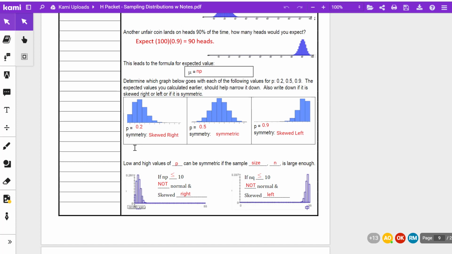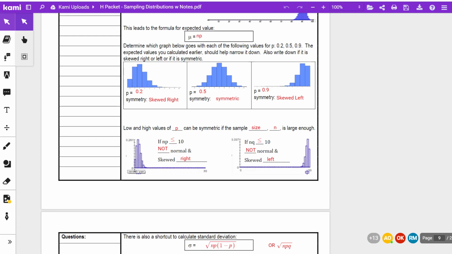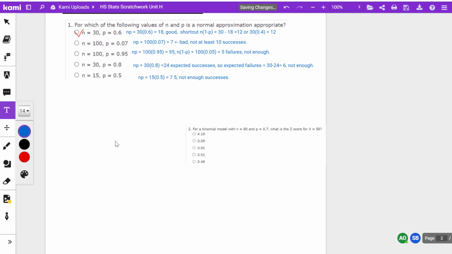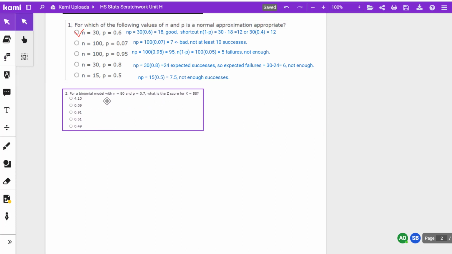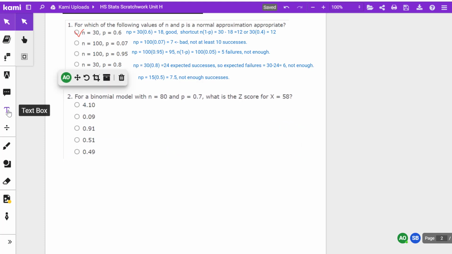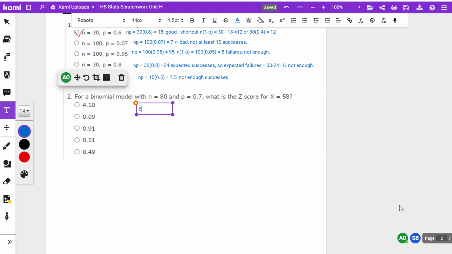Let me go ahead and put the problem in my scratch work so I can remember what problem I'm trying to figure out. We just need the expected value and the standard deviation. So expected value equals mean equals n times p. In this case, it's going to be 80 times 0.7, which is 56.